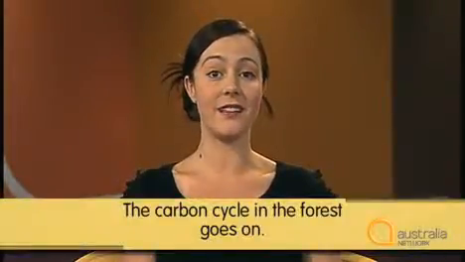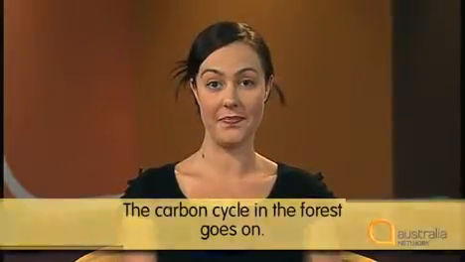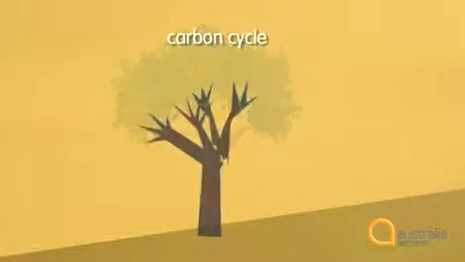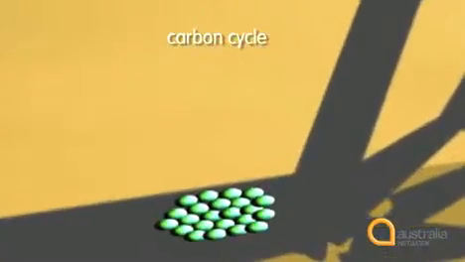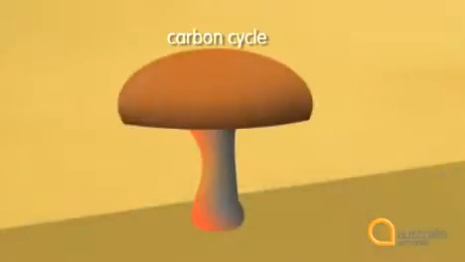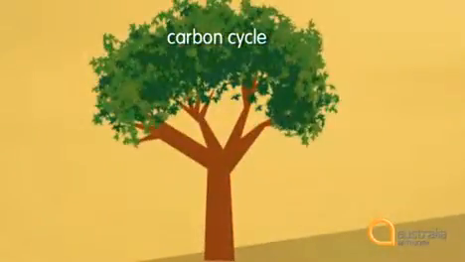And then what happens? The carbon cycle in the forest goes on. The organic matter helps new trees to grow again, and then those trees die. We're back to the first stage again.